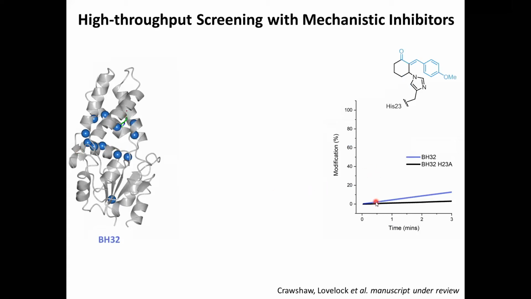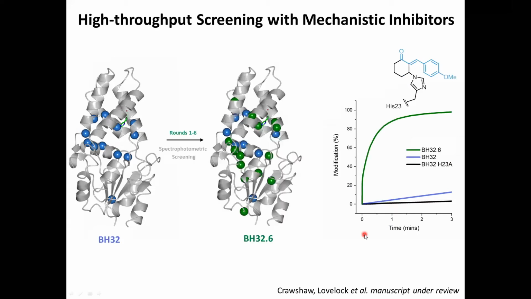And you can see on the right-hand side, what we're looking at is the reaction of the enzyme with the mechanistic inhibitor leading to some color formation. And again, you can see if you remove the histidine nucleophile, you abolish any function. So what we can see after approximately 6 rounds of directed evolution, accumulating 15 mutations into the protein, is a dramatic increase in the rate of reaction towards this mechanistic inhibitor.